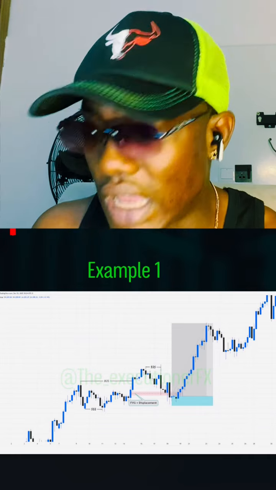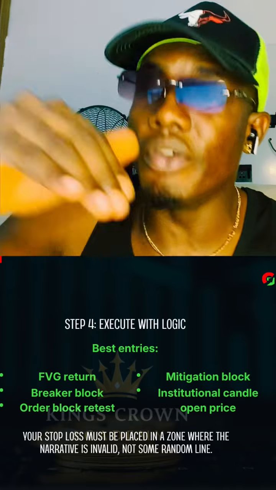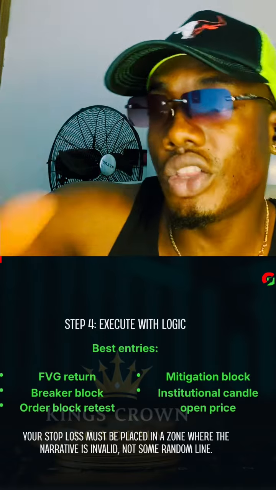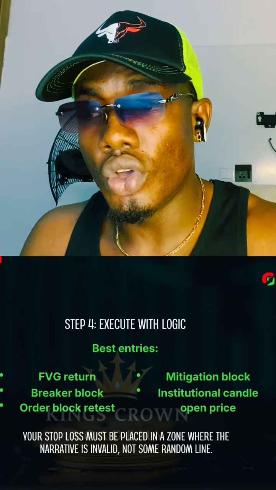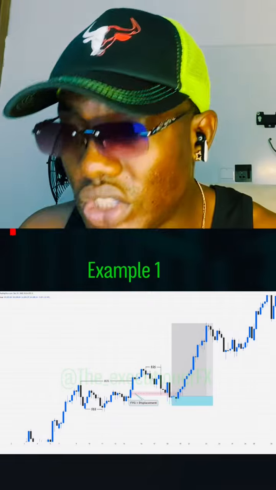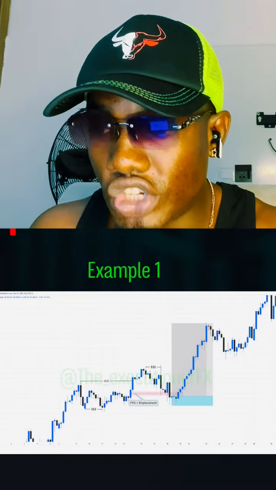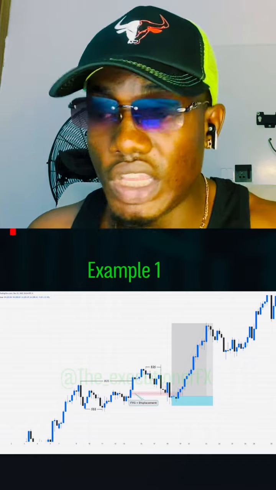Okay, so now that's what I'm explaining here. Before you execute, look for a return into a fair value gap, or a return into a breaker block, or a return into an institutional block, or near an open price area. But in this case it came back to a rejection block. It came back to a fair value gap around here, and that's how we caught this particular trade.